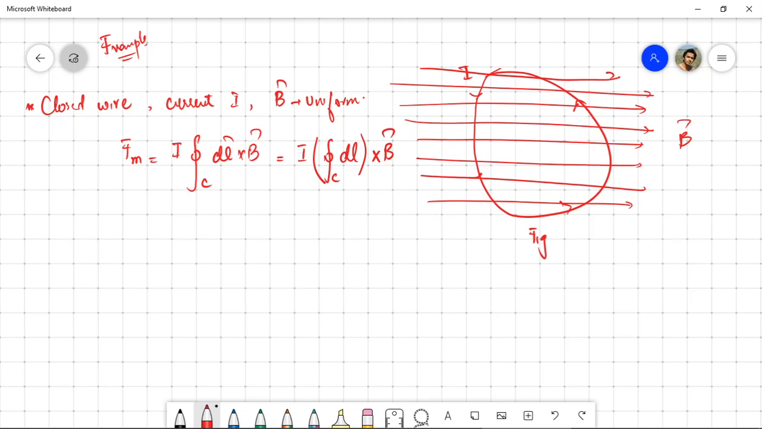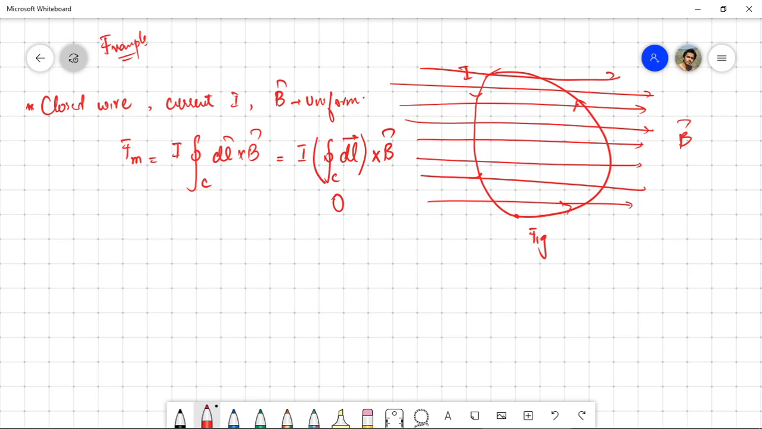Now we know that if we calculate the value of dl for a closed path, the value of dl for any closed path will always be equal to 0, because if we started from here and calculated the value of dl for this whole path, then we know that we will end up right here. That means that we haven't gone through any displacement. So we have studied this concept in the conservative nature of the electric field.